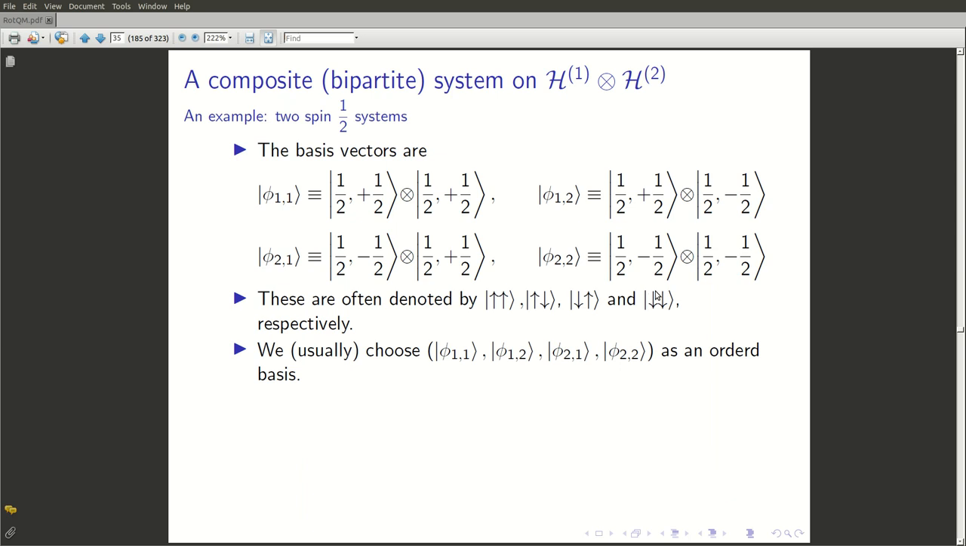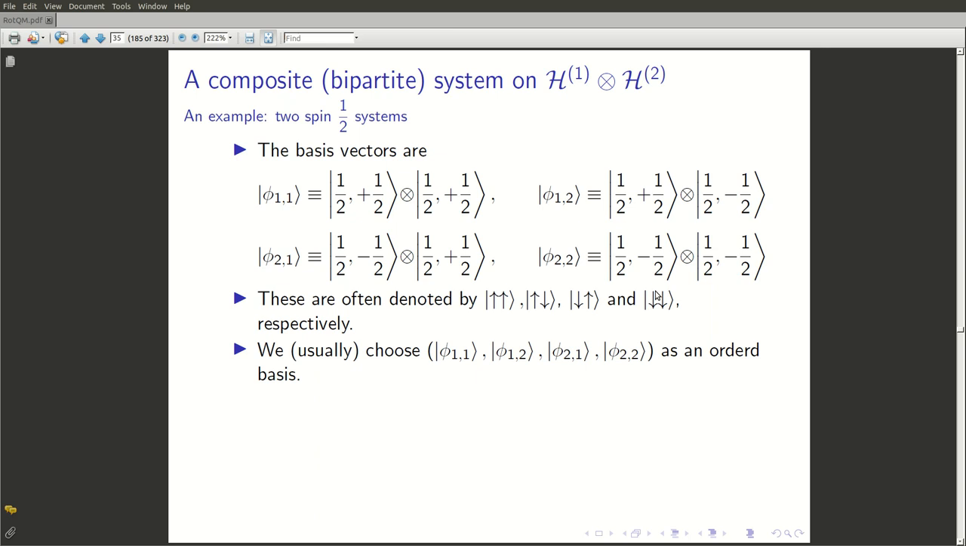Now, we usually choose these 4 basis vectors as an ordered basis of H1 direct product H2. Note the choice of the word usually. After all, you are fully free to choose some other basis if you want to. However, if H1 and H2 have a basis, of course they do, the direct product vectors of those bases form a natural basis for H1 direct product H2. And that's the one we are using here.